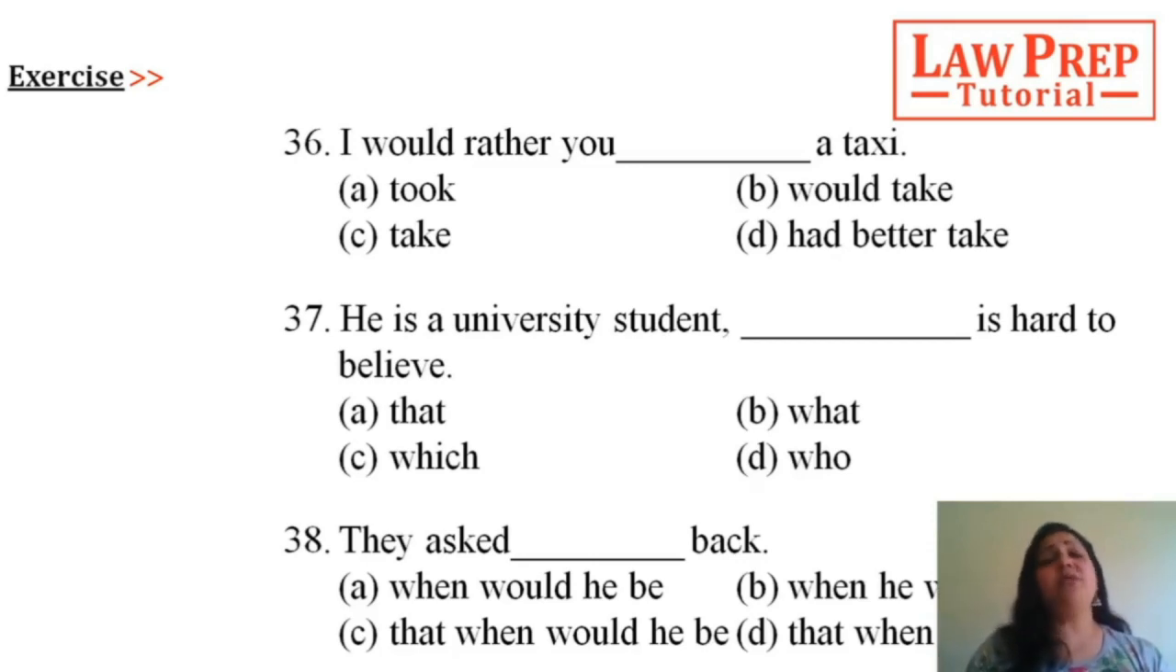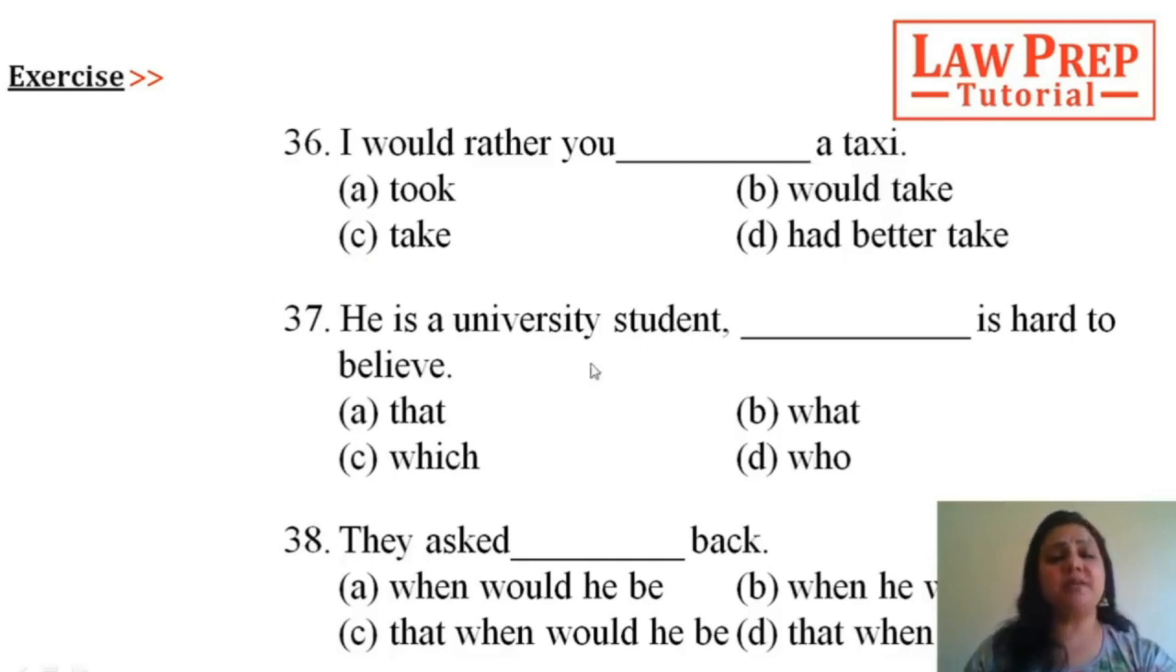Help, watch, see, hear, let, dare. We always use which form? Verb first form. That's why I say rules are very important while applying these rules in the grammar sections. So, I would rather you take a taxi. Please mark it. Important question. Simple present, that is verb first form, V1, is used. I would rather you take a taxi.